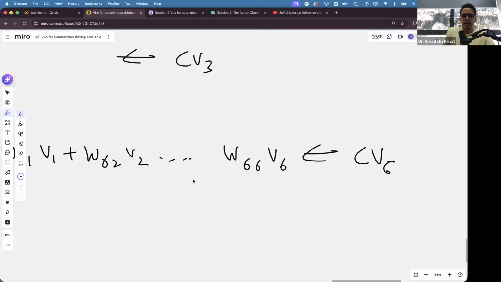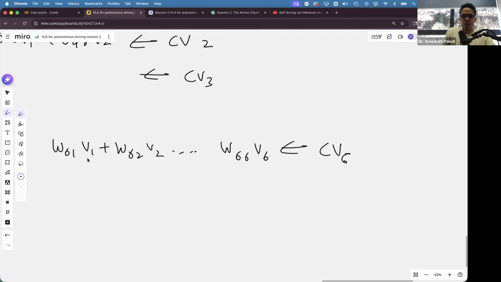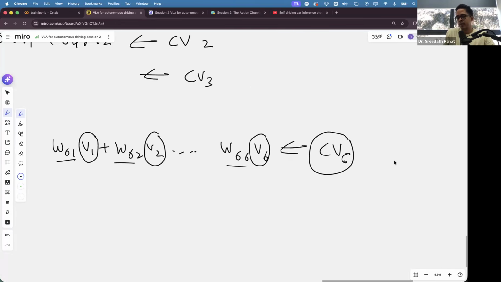Now look at this. Attention weighted sum of value vectors. Where is the sum of value vectors? V1 plus V2 plus etc. up to V6. That is the sum of value vectors. But it is attention weighted. You are multiplying, you are not adding the value vectors directly. You are weighing it based on attention score. So W61 is multiplied with V1. W62 is multiplied with V2. W66 is multiplied with V6. So context vector is equal to attention weighted sum of value vectors.